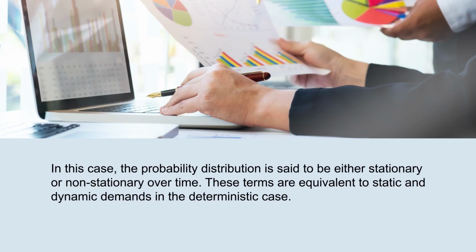There are many probability distributions in the theory of probability, such as the beta distribution and the normal distribution, and we can adopt whichever suits the demand forecasting. In this case, the probability distribution is said to be either stationary or non-stationary over time. These terms are equivalent to static and dynamic demands in a deterministic case.